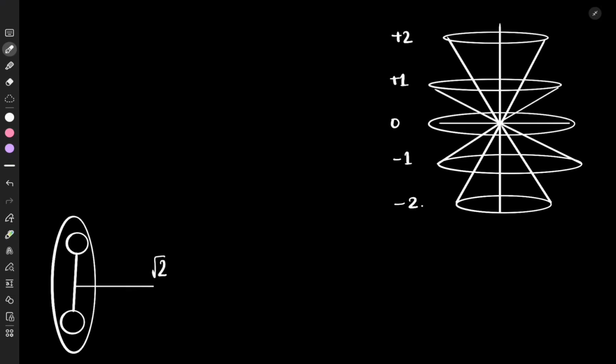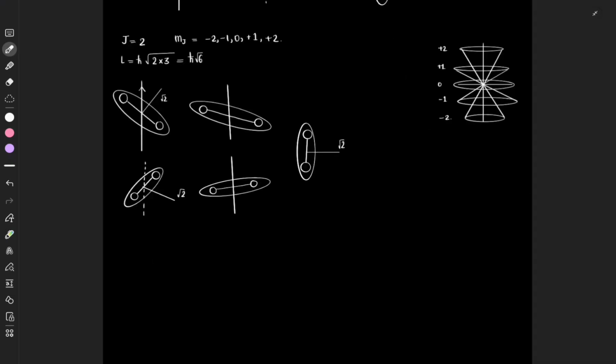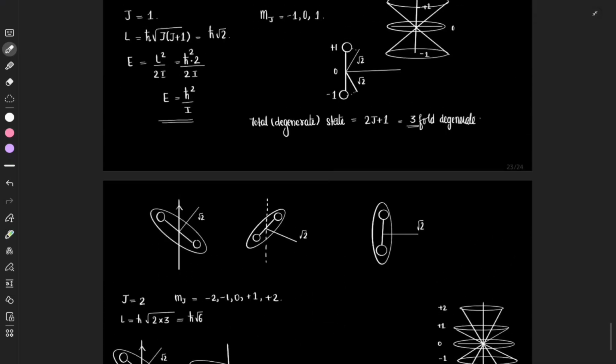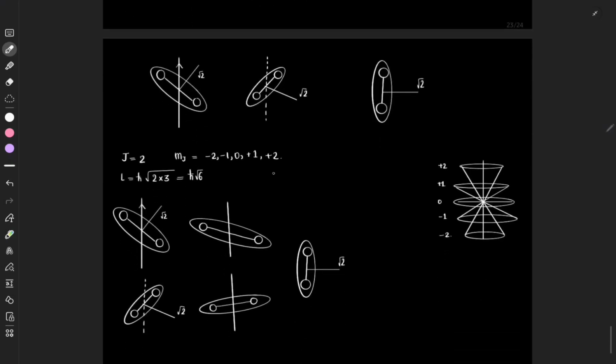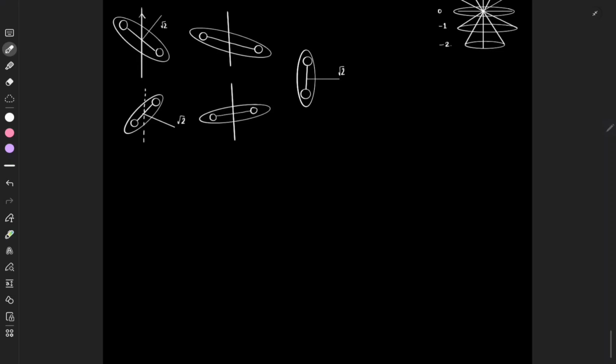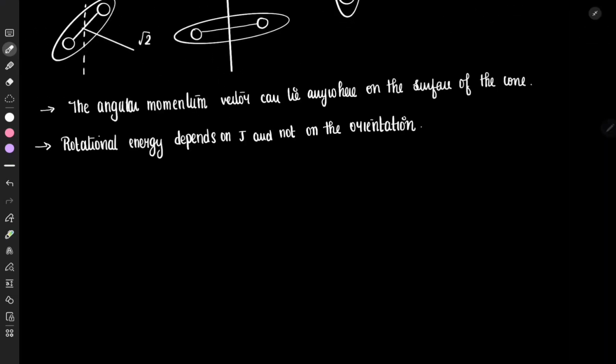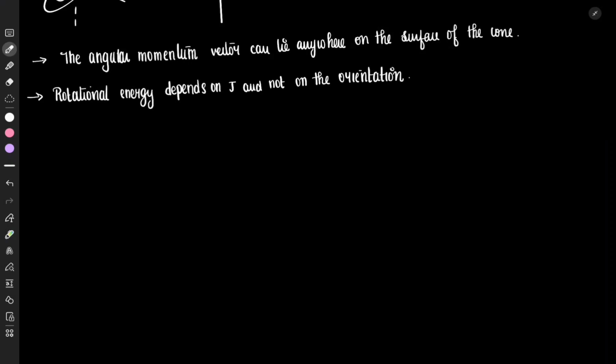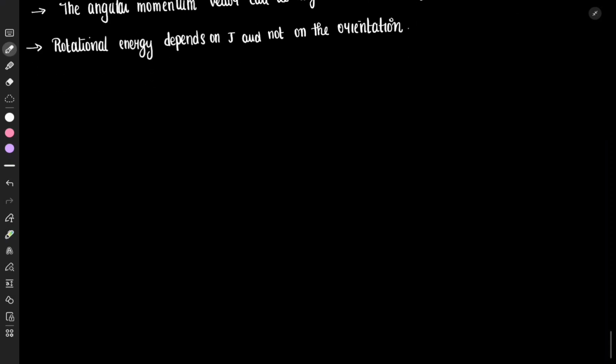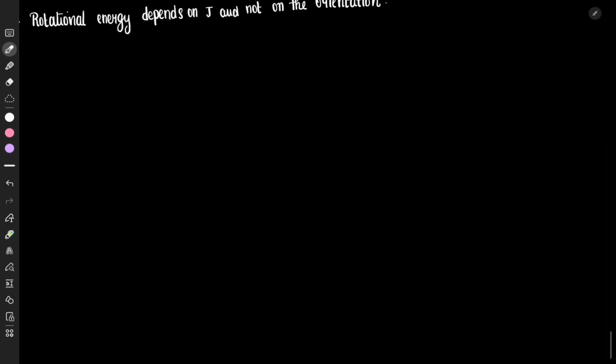Okay, also I forgot to write the total number of states. Total number of states is equal to 2j plus 1, which is 5, that means 5-fold degeneracy. Okay, this is 5-fold degeneracy. I'll write those important points as well here. So now I'm going to draw a diagram which will give you a clear picture of what I was trying to explain all this way.